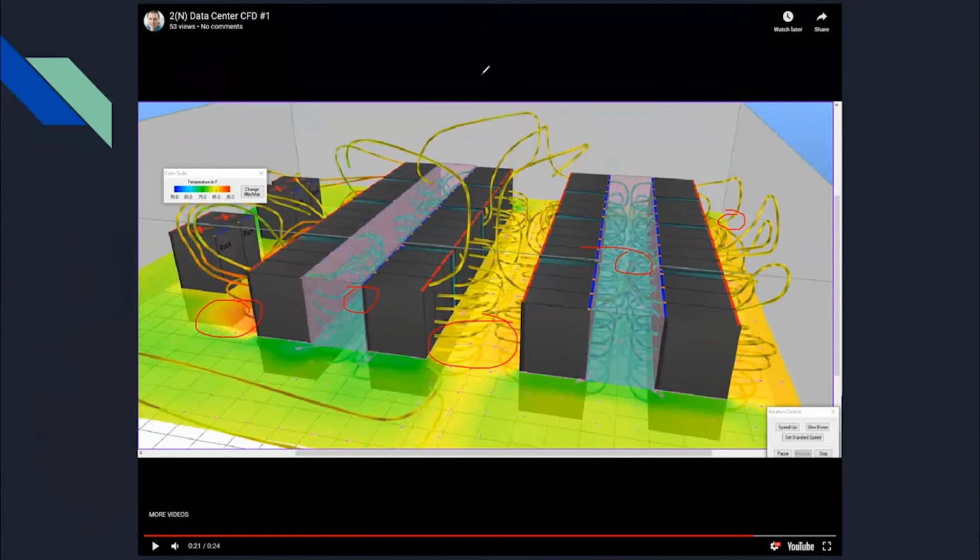Aisle type containment, exactly. It's actually aisle containment. Yes, you're right, Ajit. So this is what you call the hot air containment and cold air containment systems. So hot air containment and cold air containment, HAC and CAC systems. So why is it called like that? And what is the idea?